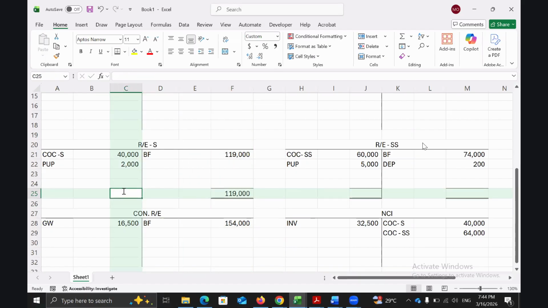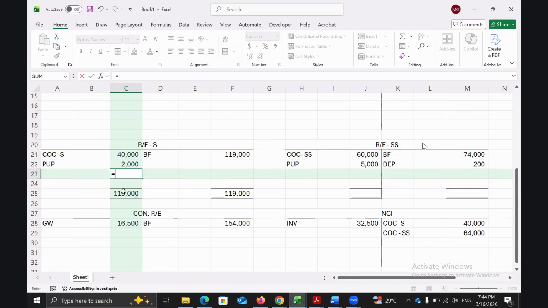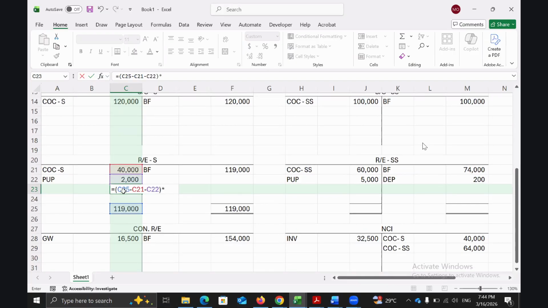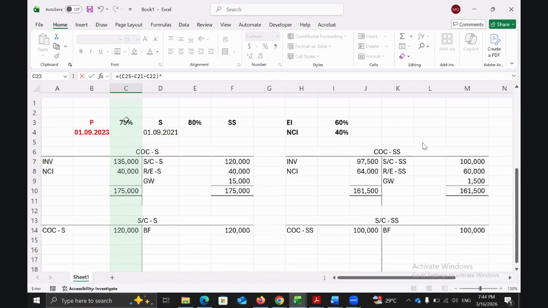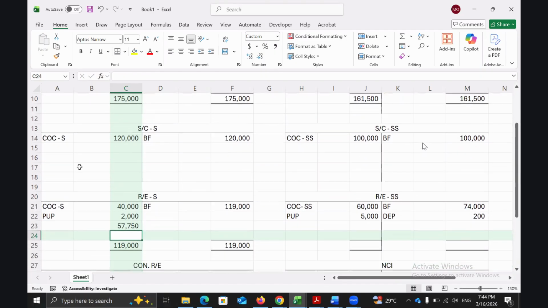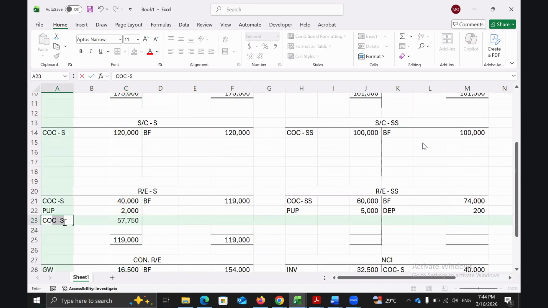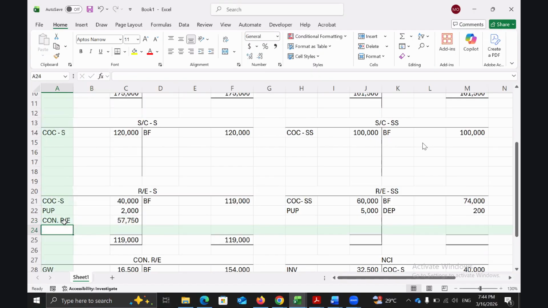Here's 119,000. From this 119,000, we took out 40,000 as the pre-acquisition retained earnings and another 2,000 as provision for unrealized profit. Then from whatever the remaining balance, we need to provide 75% to the consolidated retained earnings and the remaining 25% to the NCI.